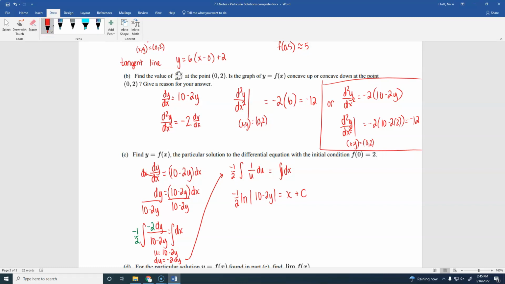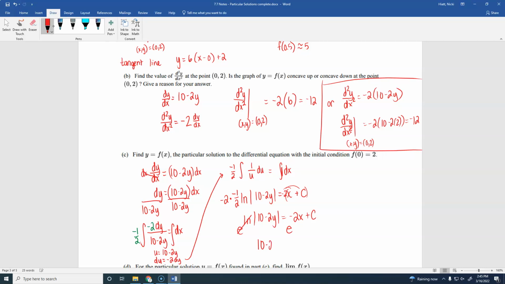All right, so we need to get rid of that negative 1/2, so I would multiply both sides by negative 2. So that's going to give me natural log of 10 minus 2y equals negative 2x plus c. Technically, you could distribute that negative 2 to the c, but it's still c, right? Now you raise it to e. It's going to cancel over here.